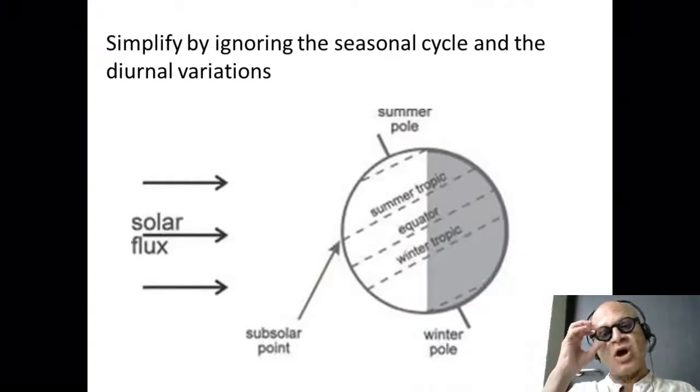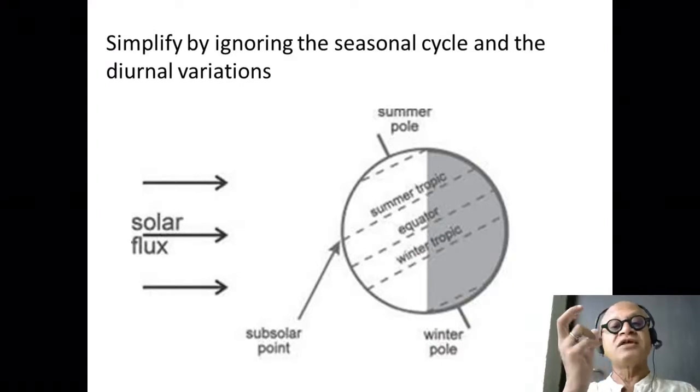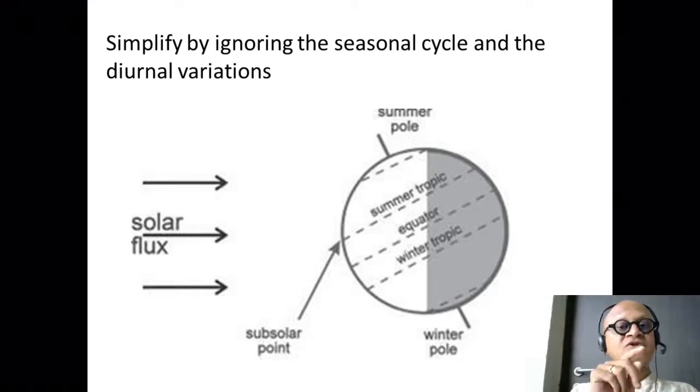Diurnal variations are important, but for example, as the sun rotates from west to east, there are places where it's night, and there are places where it's day. So it should have a strong thermal gradient, but the inertia of the atmosphere basically smooths things out, and the diurnal cycle for the general circulation can be ignored. Okay. Where will we go with it?